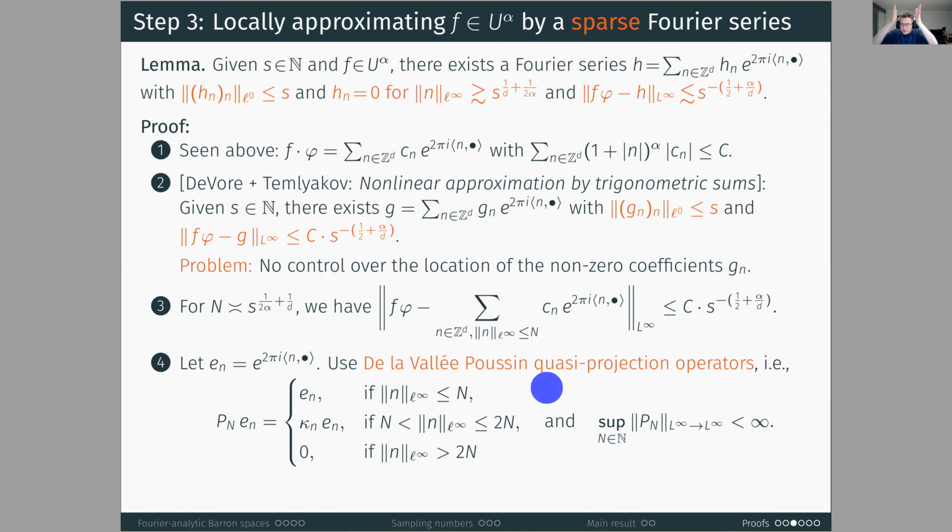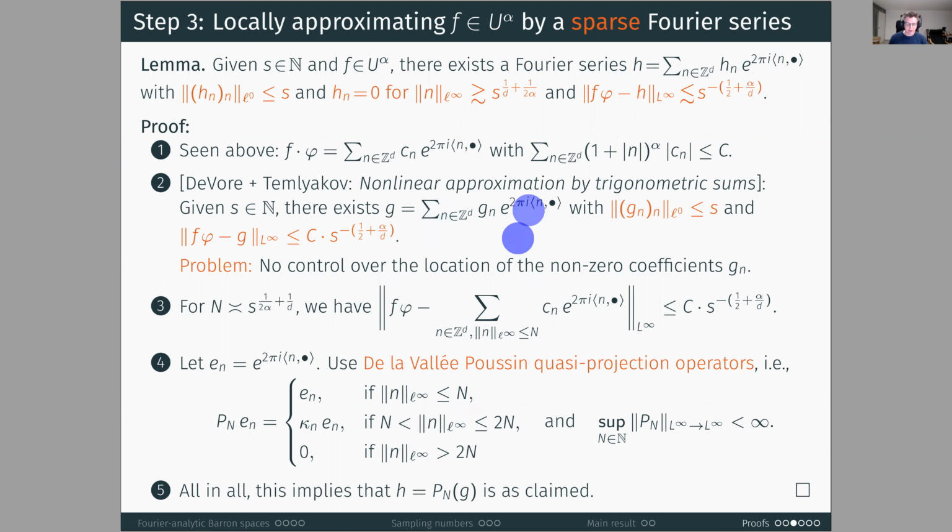So what you would like to do is just cut off all the frequencies that are too large. But if you do that, you won't get L infinity control. So instead, you use this clever quasi-projection operator, which you know from Fourier analysis exists, such that you get an L infinity bounded projection operator from L infinity to L infinity. It still doesn't give you too high frequencies, and it preserves all the frequencies up to L infinity norm of the frequency being capital N. And then if you collect everything, it's not too difficult to see that if to this approximation here you apply this de la Vallée-Poisson quasi-projection, then you get your H, which does this nice approximation here.